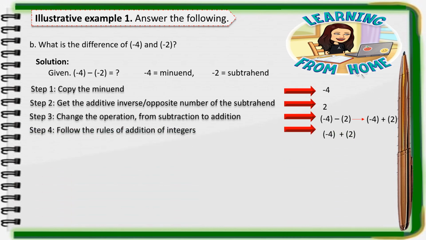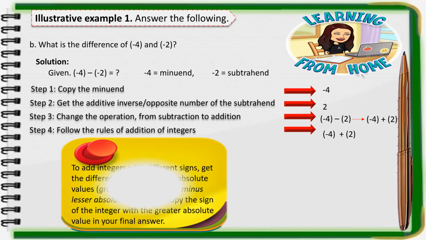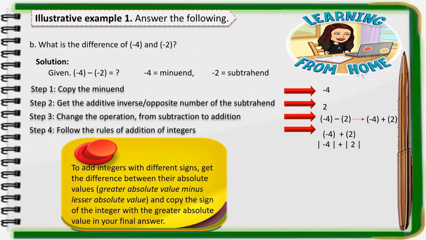Dahil ito ay magkaiba pa rin ng sign, gagamitan pa rin natin ito ng rule number 2 ng addition of integers. Kunin ang kanilang mga absolute values. So, meron tayong positive 4 and positive 2. Since ito ay rule number 2, magso-subtract tayo. Greater absolute value minus lesser absolute value. Kaya 4 minus 2. And for our final answer, balik tayo sa original given.